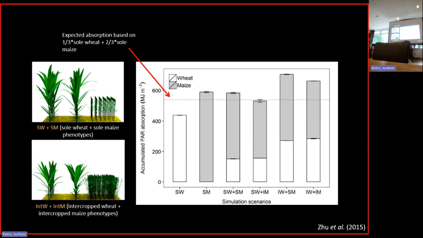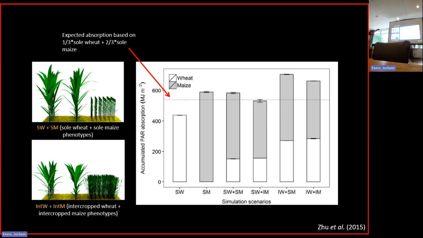And then we introduced the intercrop phenotype, so the plastic responses to being in an intercrop. This here is the sol wheat with the intercrop maize phenotype. This here is the intercrop wheat and the sol maize phenotype. And then this is the full intercrop wheat phenotype and intercrop maize phenotype. Again, the top part of the bar is maize, the lower part of the bar is wheat. Now, if you look at the sol wheat plus intercrop maize, it actually goes down a little bit. If you look at intercrop wheat and sol maize, we get a lot of extra light capture.